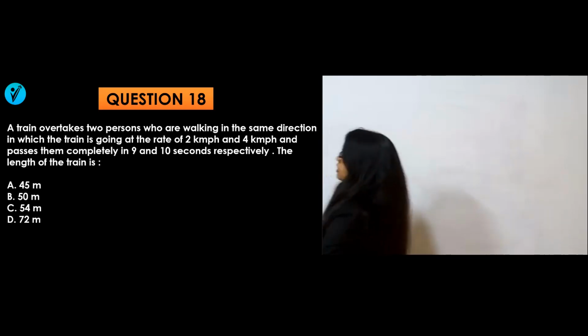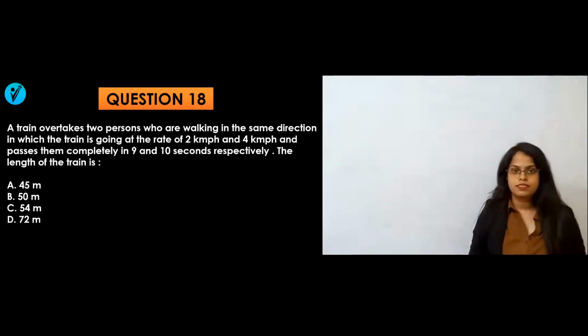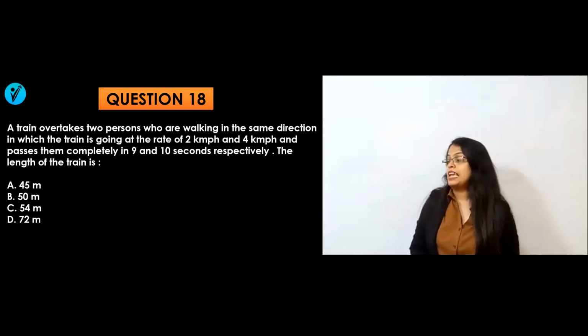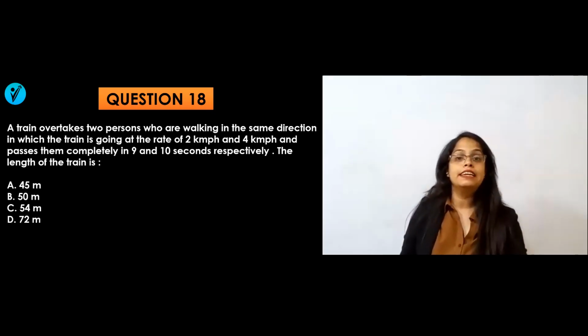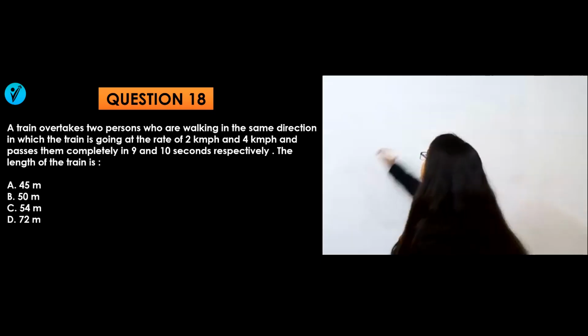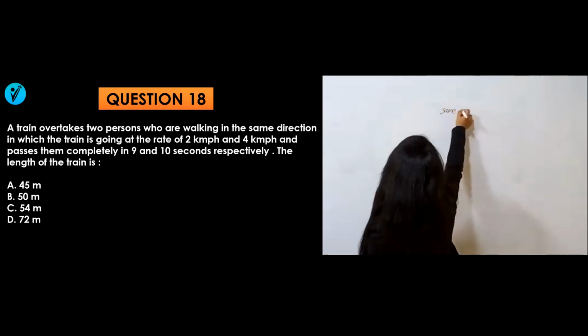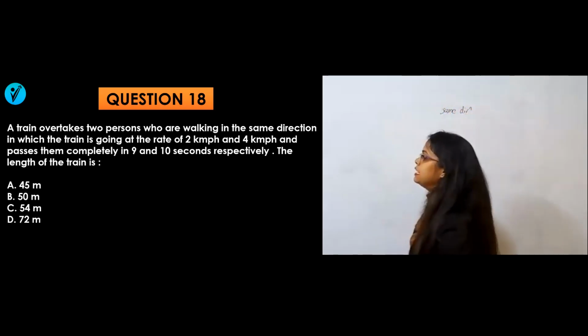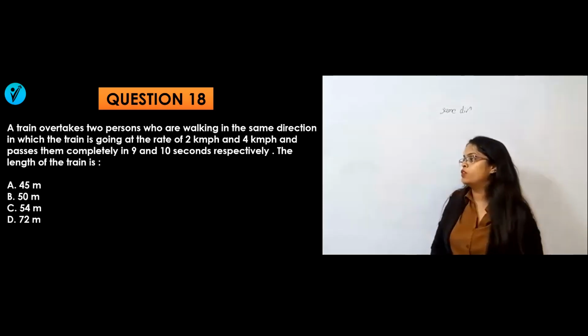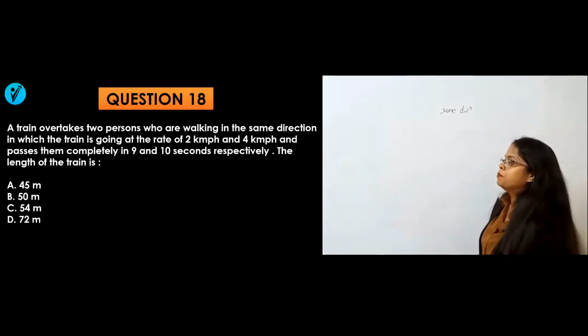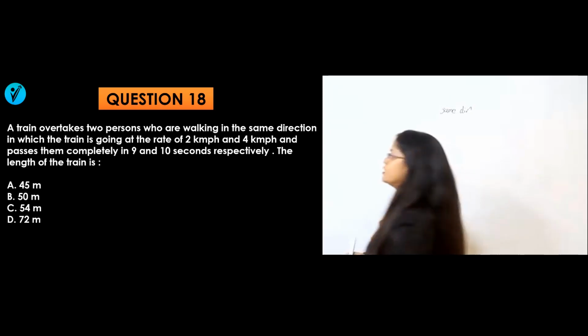Question number 18 is here. A train overtakes two persons who are walking in the same direction in which the train is going. Direction is the same. That means their relative speed will get subtracted. Same direction is given for the relative speed. Then they are saying that the speeds of those persons are 2 km per hour and 4 km per hour, and it passes them completely in 9 and 10 seconds respectively.